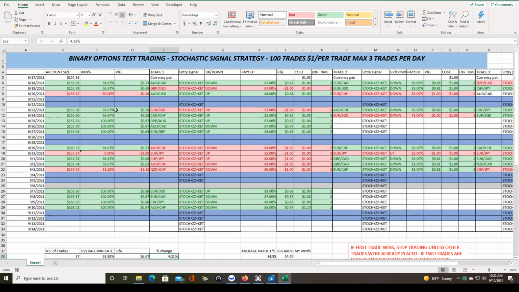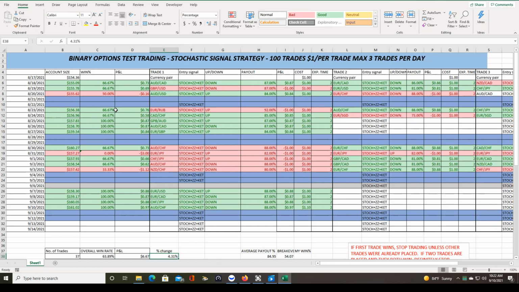And so far, we have a win rate of just about 64%. The total number of trades we've taken is 37. And this is the P&L. Again, we're just risking $1, now $1.10 per trade. We just started that. And I'll continue to increase the trade amount as I break these $10 levels.